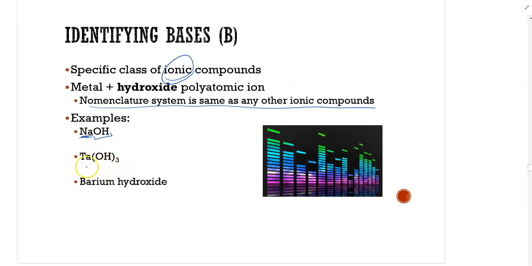TaOH3, it's an ionic compound because Ta is a metal. Hydroxide, metal, hydroxide, it's a polyatomic ionic compound, or you can view it as a base. But again, how you name it, how you translate it from a formula into a name is no different. And then finally, barium hydroxide, same idea. Barium, metal, hydroxide, polyatomic ion. You know it's a base because it has hydroxide, but you could just as easily treat it like an ionic compound. All right, that'll do it.